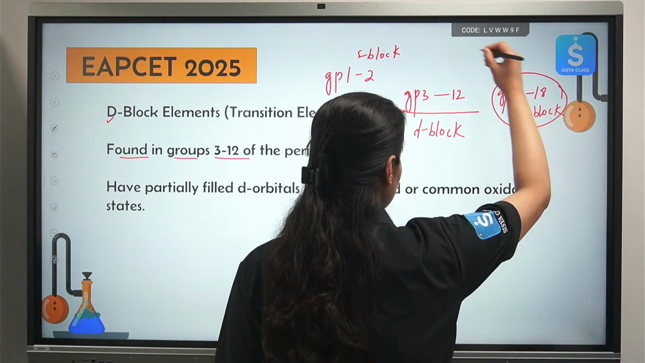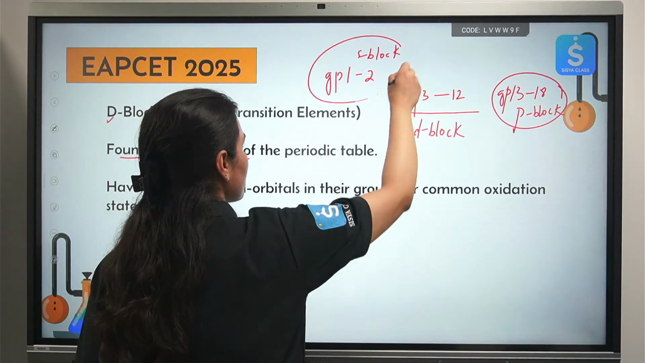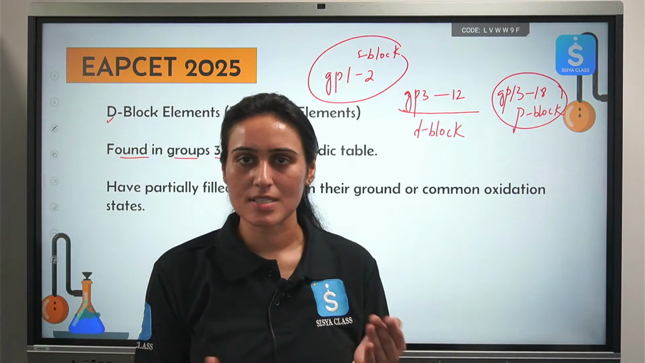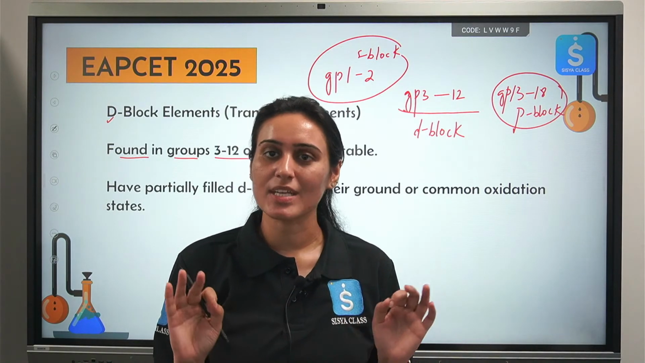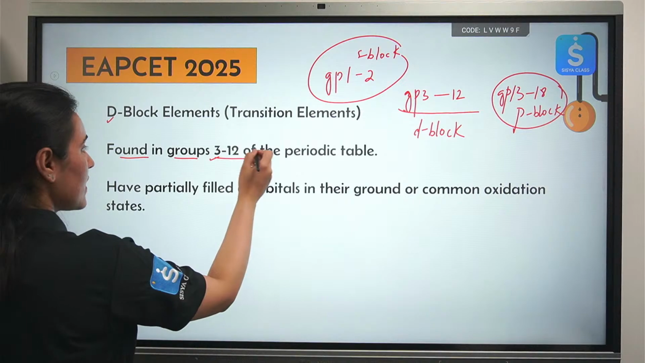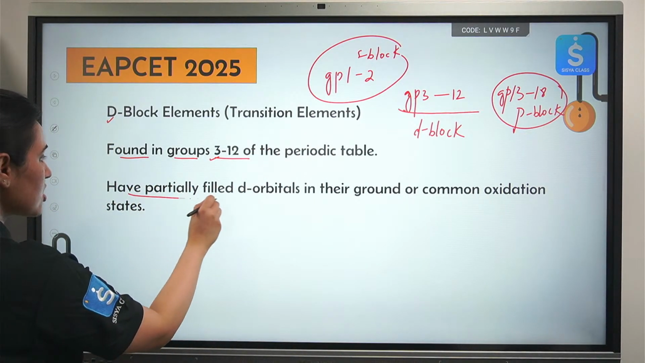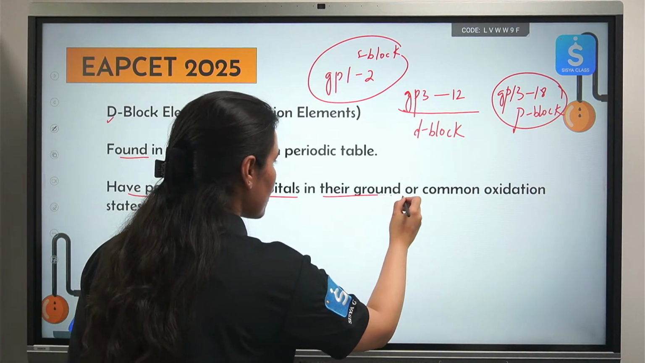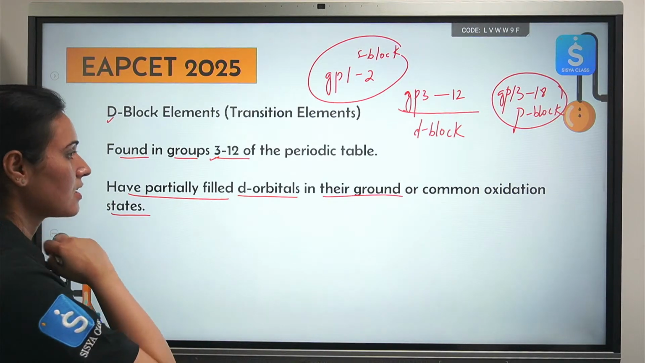This we have already covered. This we are going to cover after a few sessions, and today we are going to talk about D and F block elements. Okay, so this is found in group 3 to 12 of the periodic table. They have partially filled d orbitals in their ground state or their most common oxidation state.